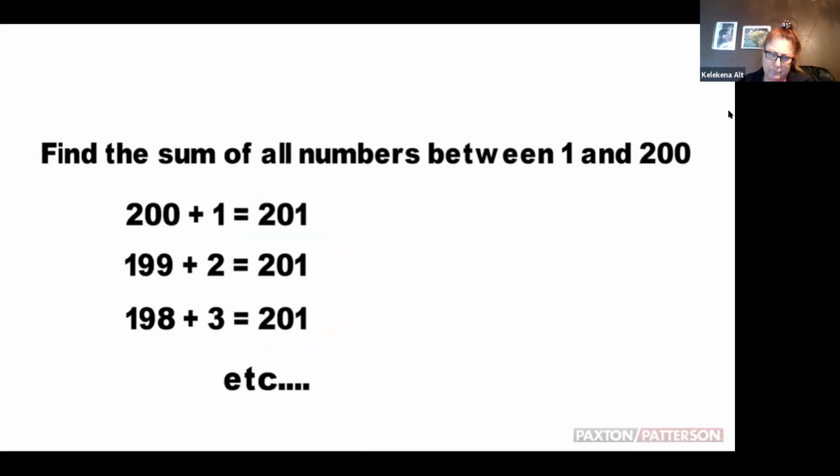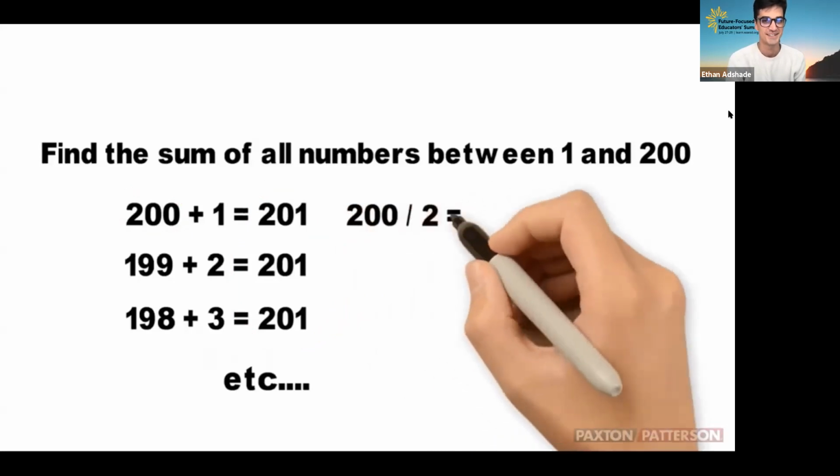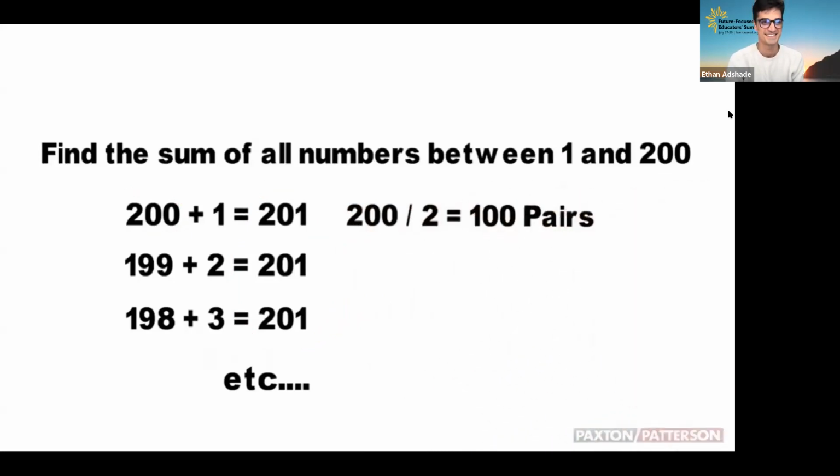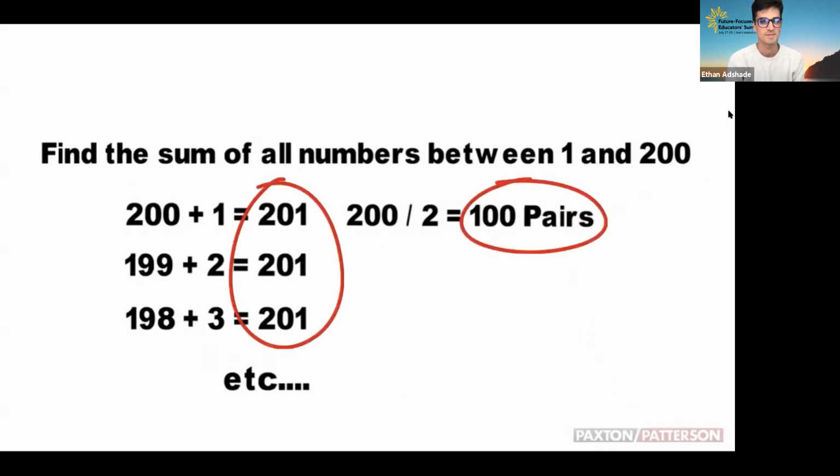You could count all the pairs, which would take a long time, or take the high number, 200, and just divide it by 2. 200 divided by 2 equals 100 pairs. If the sum of each pair is 201 and we have 100, we can determine the sum of all numbers between 1 and 200.